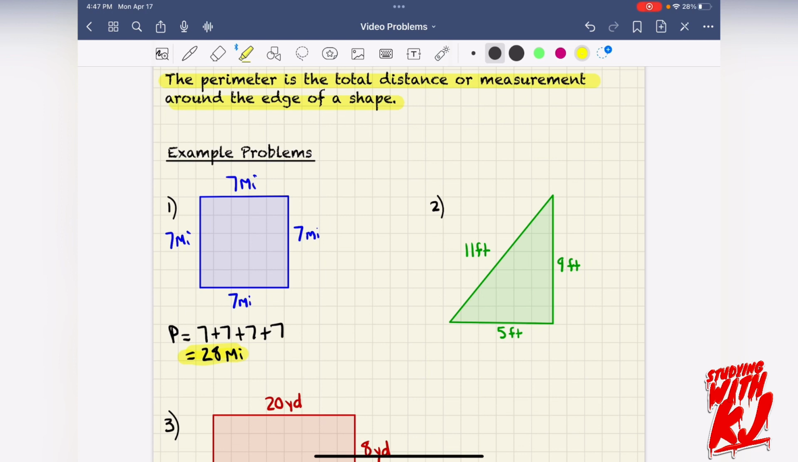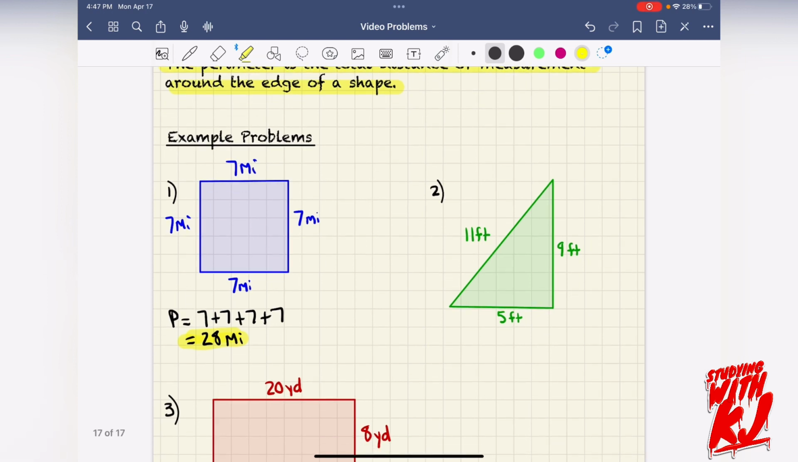So now let's go on to our example problem 2. Now, example problem 2, we're given a triangle and we know the measurement of all our sides. So we can go ahead and write P for perimeter and write down 11 plus 9 plus 5 because we have to find the sum of all our sides to find the perimeter. So 11 plus 9 is 20, plus 5 is 25. And now we can't forget our unit of measure, which is feet for example problem 2. So our perimeter for example problem 2 is 25 feet.